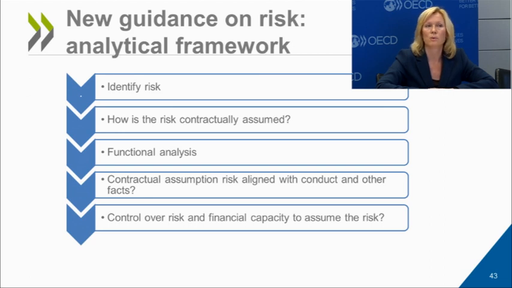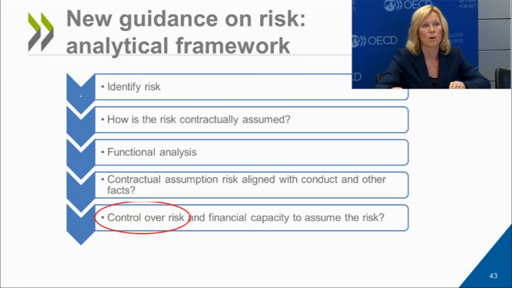And then we will try to assess whether the contractual assumption of risk is aligned with conduct and the other facts. So, for example, if the contract says Party A is assuming the risk, and what you see in practice is that Party B is actually bearing all the costs and performing all the activities that are needed when the risk materializes, then you can wonder, where is the risk assumed? Another step that you will need to take is to make sure that the party that contractually assumes the risk has the control over the risk and the financial capacity to assume the risk. And these are two very important notions in the work on risks. So I would like to take a couple of minutes to go into these two issues.